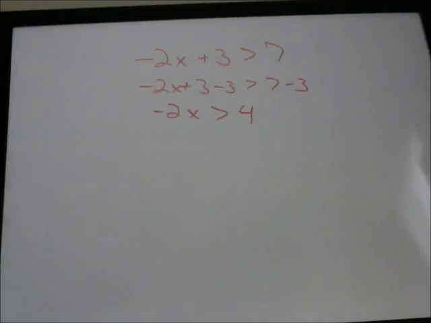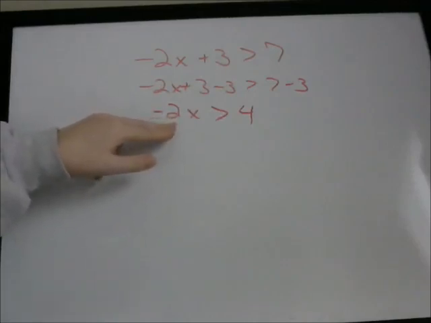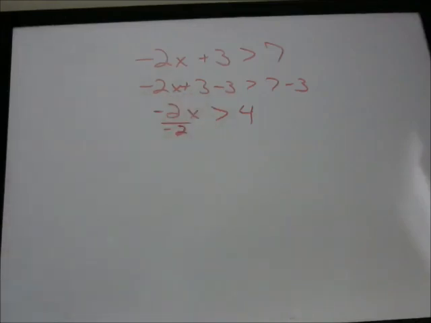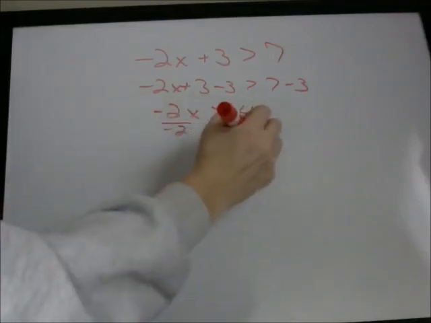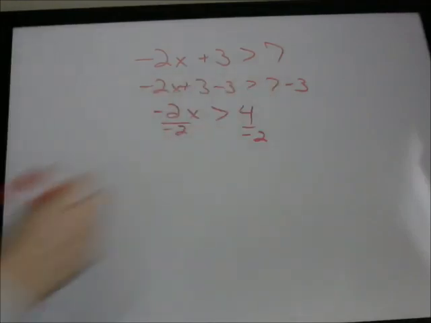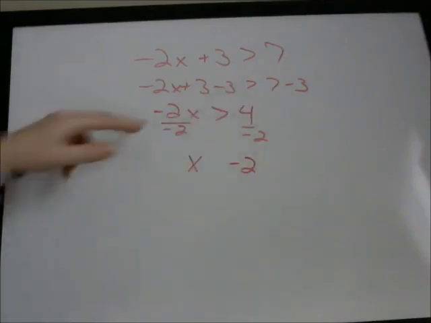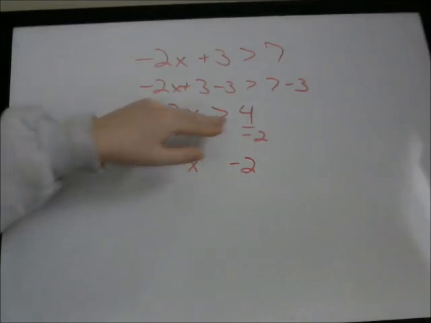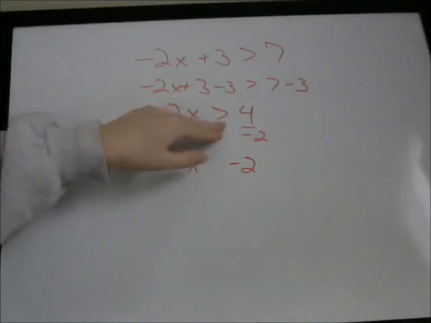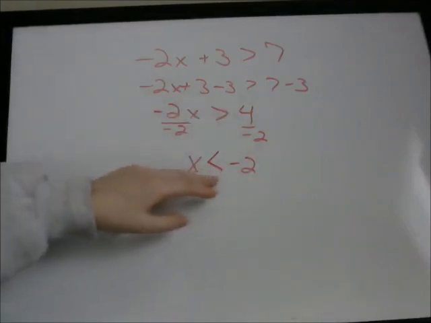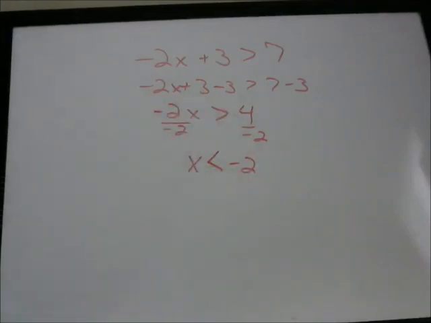Here's where we have to stop and look at this. How do we get rid of this negative 2x? Well, we get rid of it by dividing by negative 2, just like we do in any other algebra. If we divide by negative 2 on one side, we have to divide by negative 2 on the other side. So we end up with x, and here we end up with negative 2. But because we divided by a negative, we have to switch the inequality sign. We have to reverse it. So the answer is x is less than negative 2.